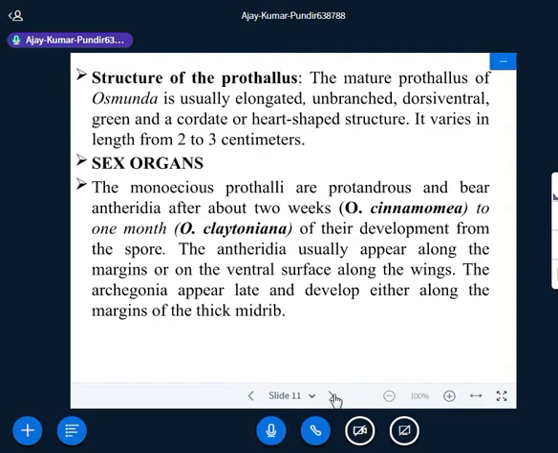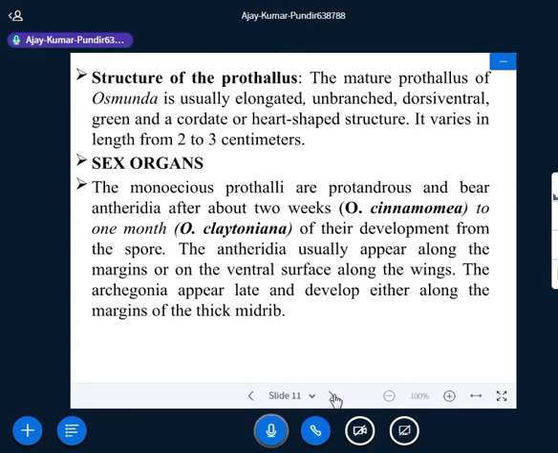I have discussed this many times with you in last lectures. The prothallus of Osmunda is heart shaped, having male and female sex organs on the same prothallus. A very interesting feature of Osmunda was reported by Campbell, who studied the prothallus structure. It has been reported that the presence of a midrib in the prothallus is a diagnostic feature of Osmunda.